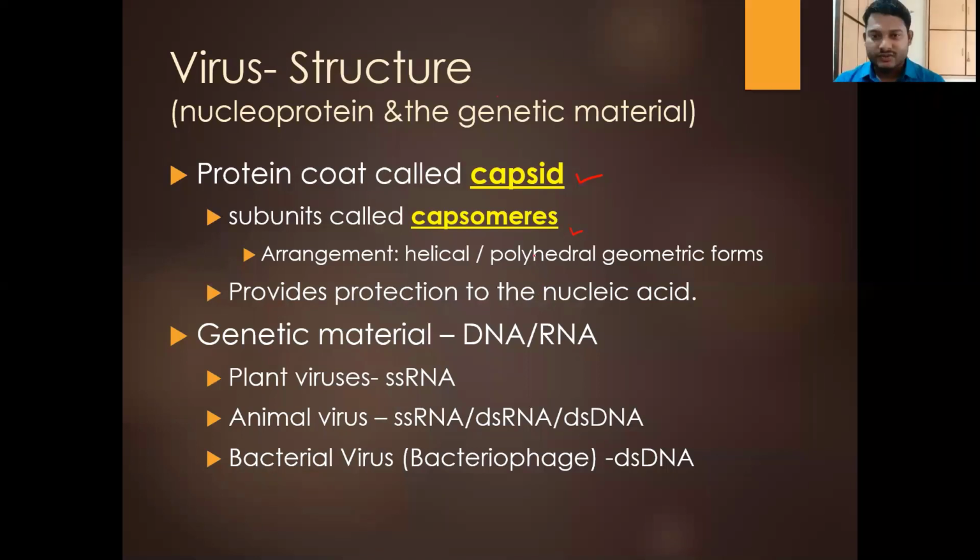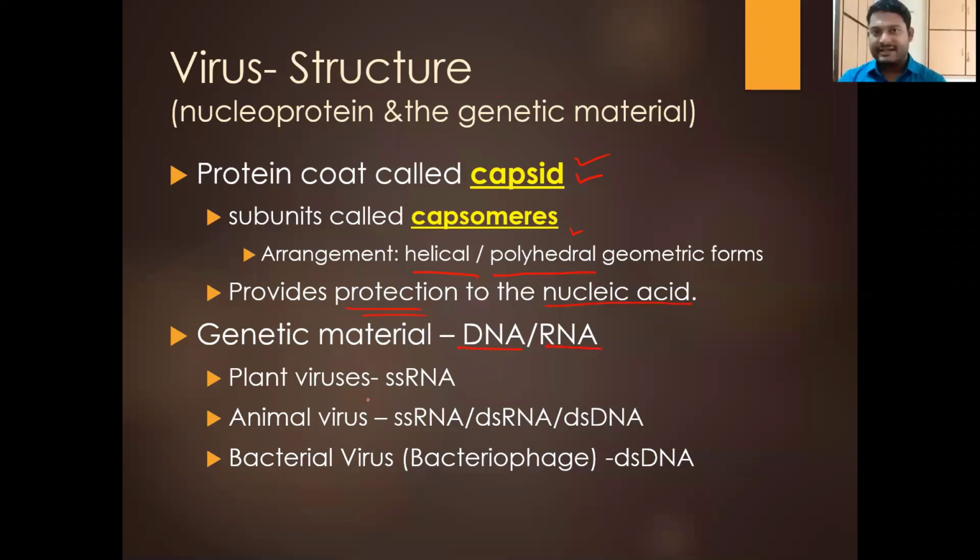Each of the subunits is called a capsomere, and these capsomeres can be arranged in a helical or polyhedral geometric form. Different types of capsomere arrangement exist depending on the type of organism. The role of the capsid, or capsomeres, is to provide protection to the nucleic acid. The genetic material in a virus can be DNA or RNA, depending on the virus type.